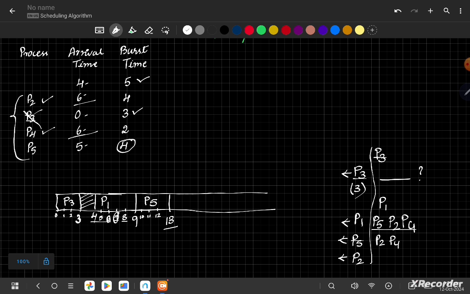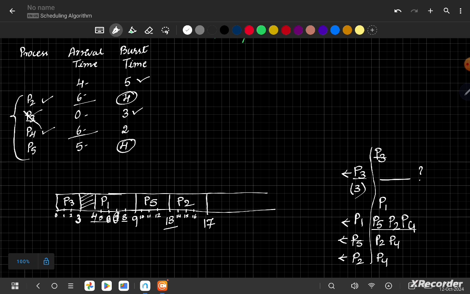So P2 will go next and P4 will be waiting. So P2 will go here. P2 had a burst time of 4. So from 13 we have to give 4 milliseconds. That will be 14, 15, 16 and 17. That means at the 17th millisecond P2 completes its task.